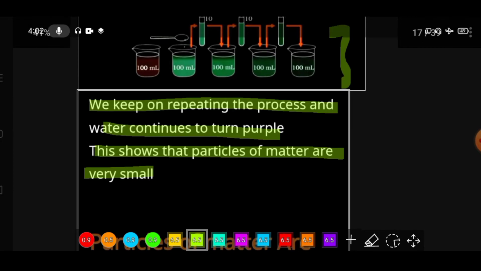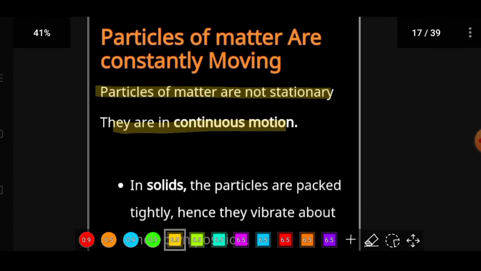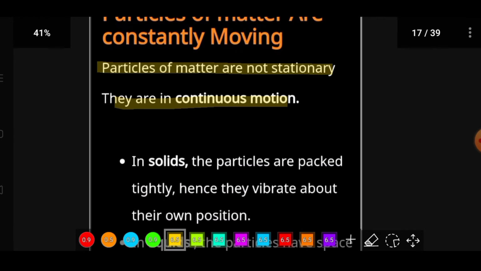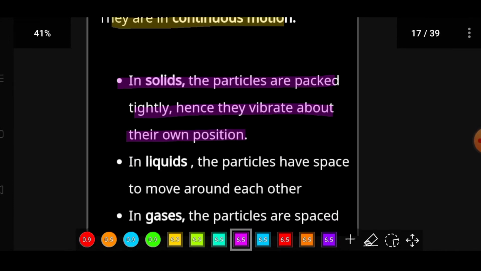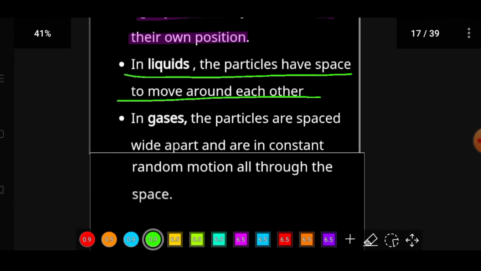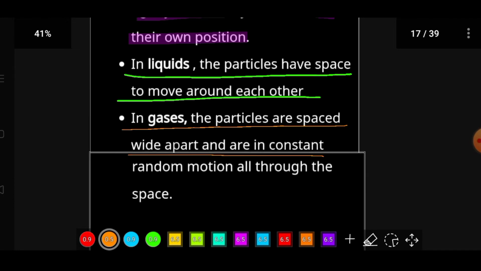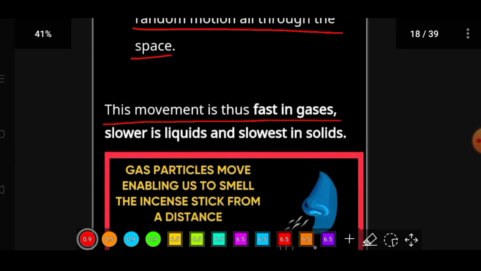Particles of matter are constantly moving. Particles of matter are not stationary, they are in continuous motion. In solids, the particles are packed tightly, hence they vibrate about their own position. In liquids, the particles have space to move around each other. In gases, the particles are spaced wide apart and are in constant random motion all through the space. This motion is thus fast in gases, slower in liquids, and slowest in solids.